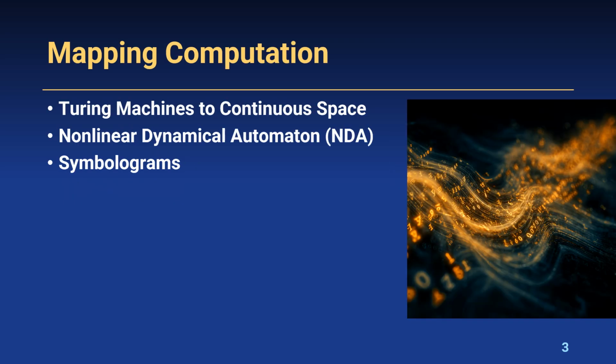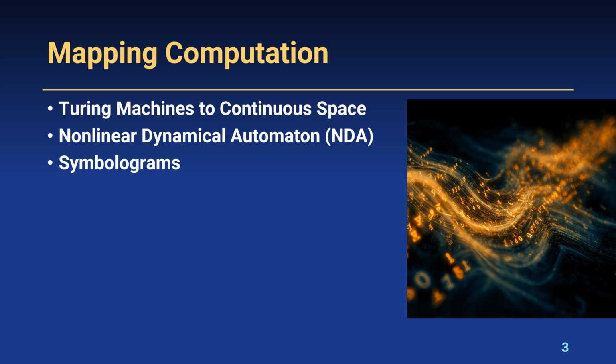Now, how do these pieces connect? The authors of Chapter 11 propose a compelling bridge. They start by taking the abstract operations of a Turing machine and mapping them onto a continuous, two-dimensional space, often called a symbologram. Imagine this as a visual representation of the Turing machine's tape and internal state, where each point in this continuous space corresponds to a specific configuration of the machine.